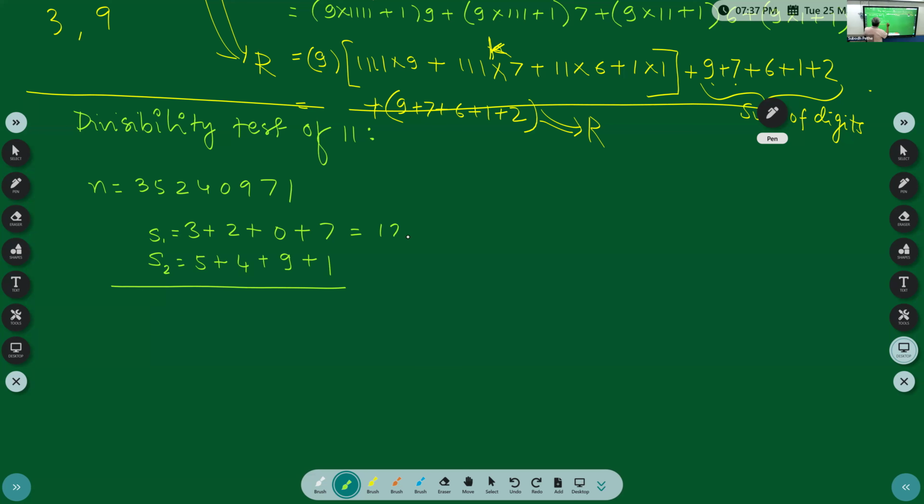When we subtract these two, we get minus 7, or if you subtract the other way, we get 7. 7 is not divisible by 11. Therefore, the number is not divisible by 11. Okay. Now let me make some changes and get 0.